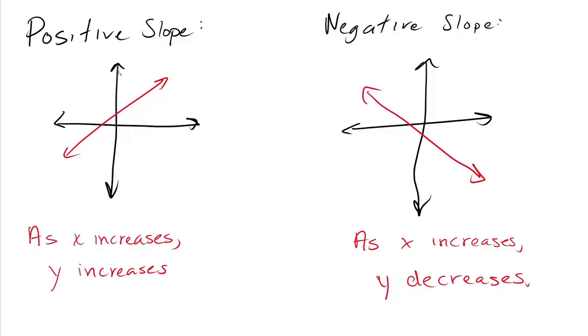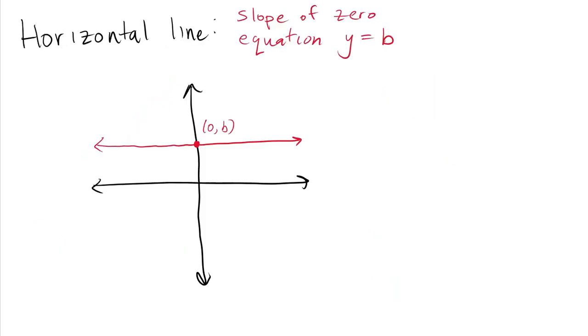So the sign of the slope gives you an idea of the way that the graph points. And the larger the magnitude of the slope, the steeper the slope is. Now this covers positive slopes and negative slopes. Of course, in between the positive and negative numbers is 0. And when the slope is 0, the line is horizontal.